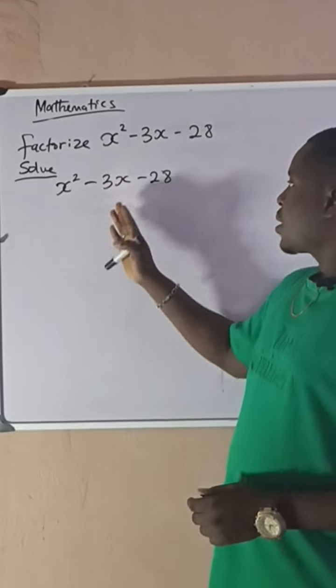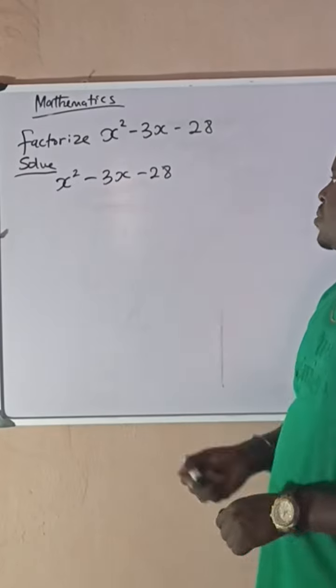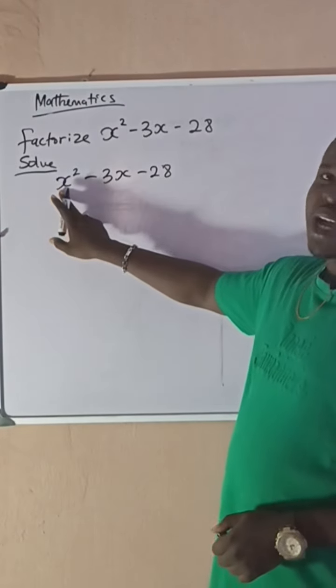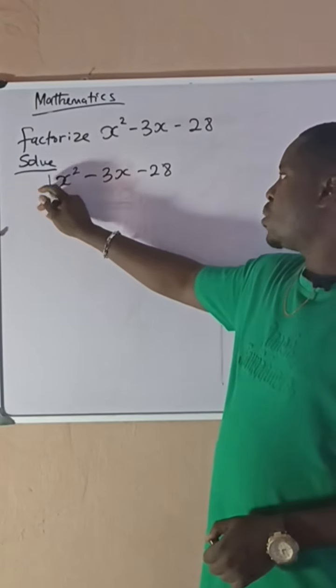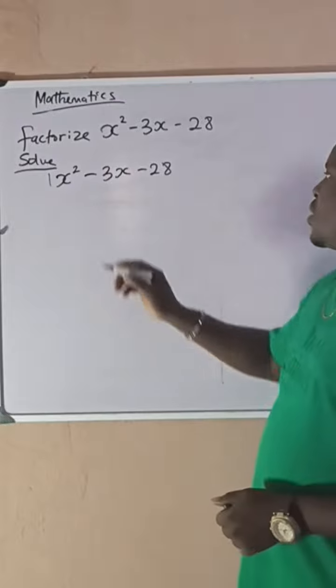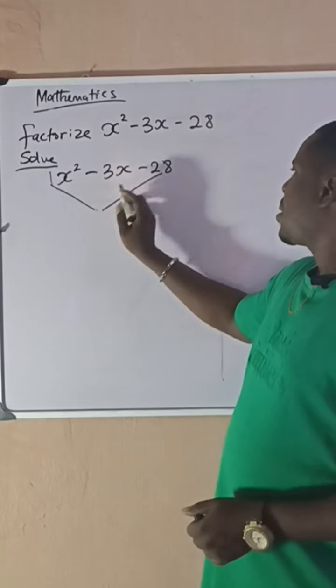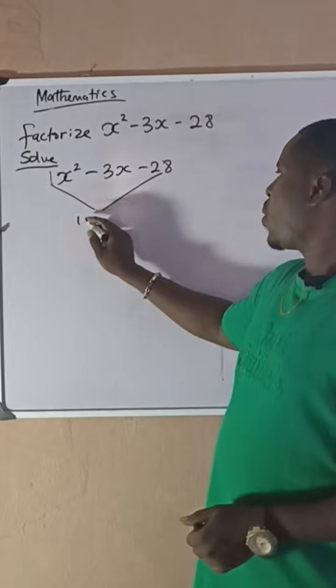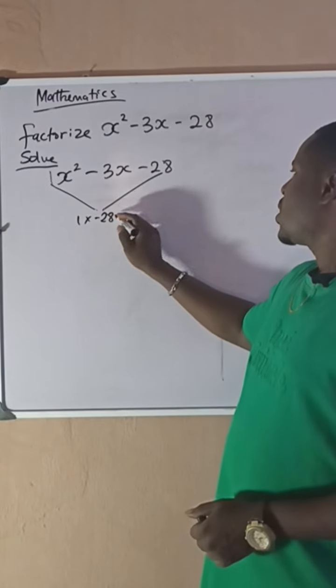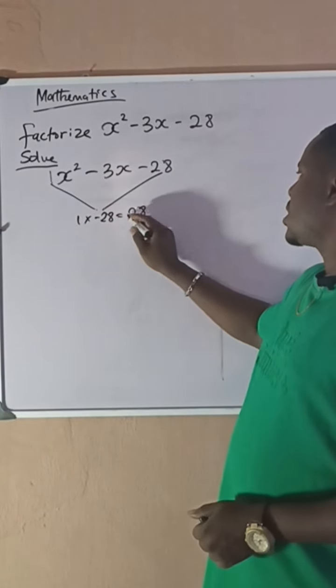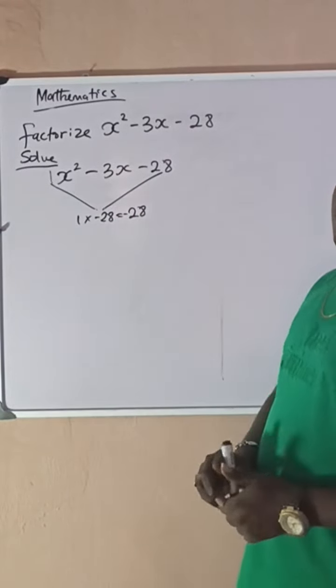Okay, so how do we solve this? Since this x squared has no coefficient, we assume that the coefficient is 1. So we use the coefficient of this x squared first to multiply minus 28. So 1 times minus 28 will give us minus 28. So what do we do?